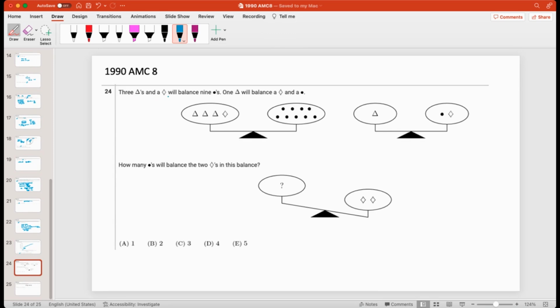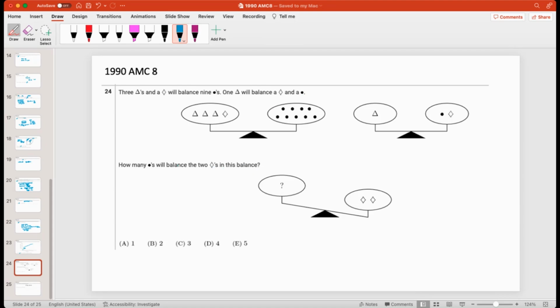Three triangles and a diamond will balance 9 dots. One triangle will balance one diamond and one dot. How many dots will balance the two diamonds in this balance?